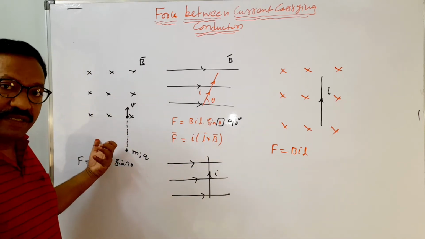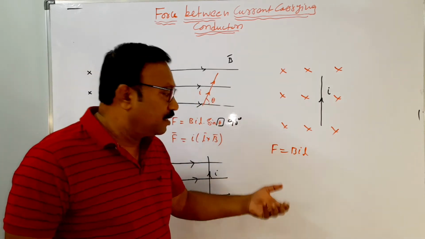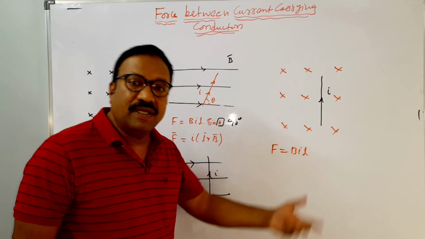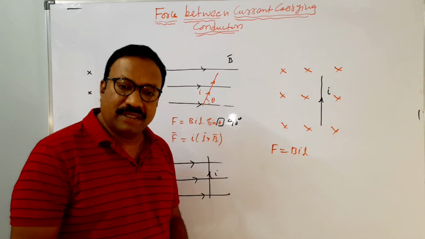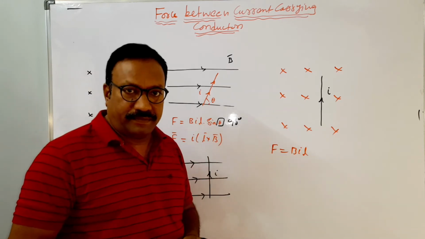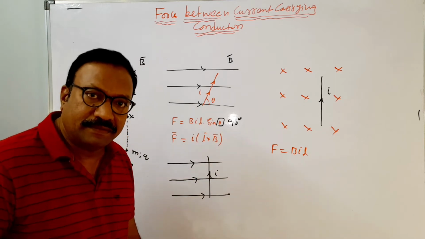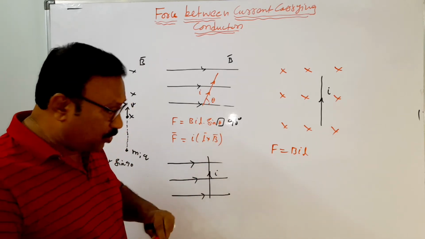See, charge experiences force. Because the charge is flowing in the conductor, the conductor experiences a force. And that force is given by this equation, and the direction of force is given by Fleming's left-hand rule. Now, if you know this information, then we can derive the expression. And one more information you should know.